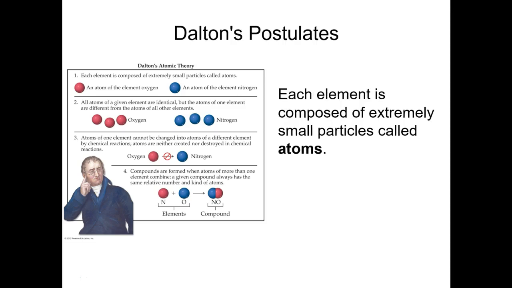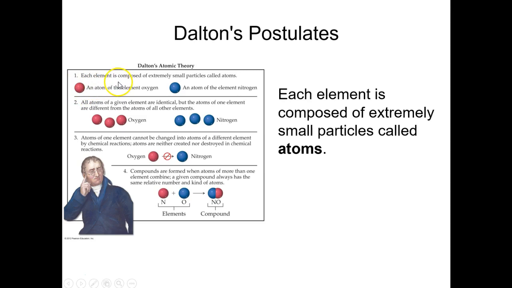So each element, if you remember from chapter 1, elements are defined as substances that cannot be broken down chemically into anything simpler. They're simply the fundamental building blocks of matter. Each element is composed of extremely small particles called atoms. And we're really going to think of an atom as being a solid sphere.